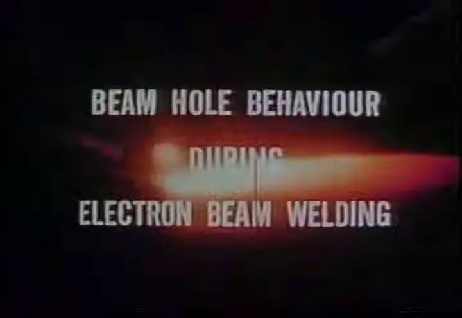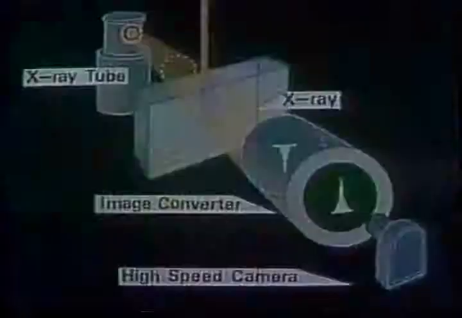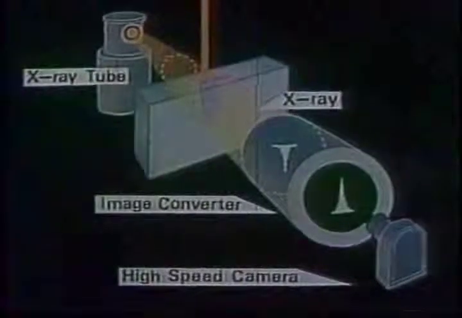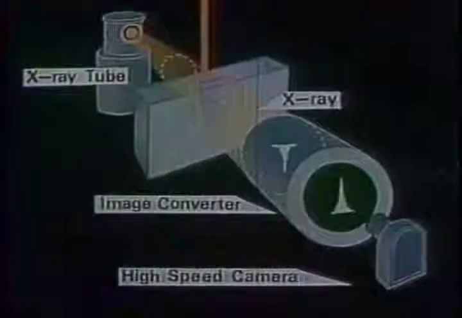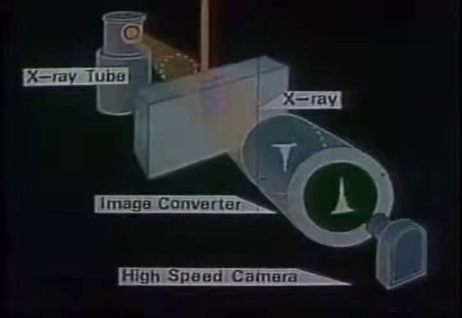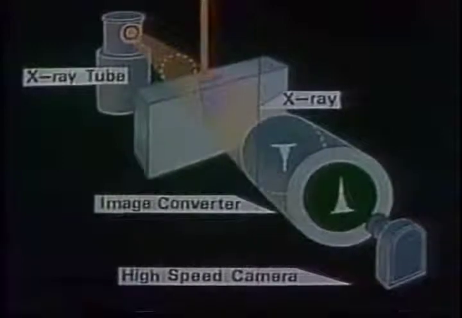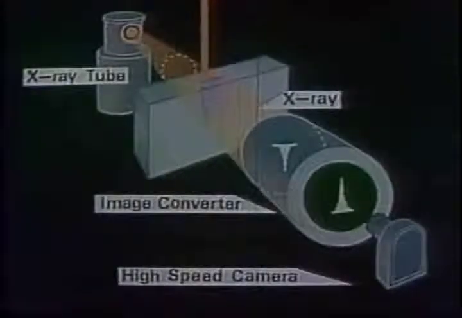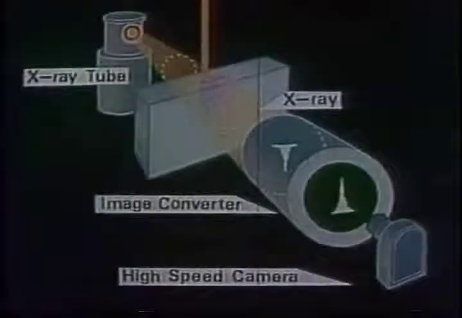Beam hole behavior during electron beam welding. At first, let's observe the behavior of the beam hole by the transmission X-ray method. A hard X-ray, stronger than the beam hole X-ray, is irradiated from the side surface of the workpiece during EB welding, and the transmitted X-ray is converted into a visible image, which is filmed by a 16mm high-speed movie camera.